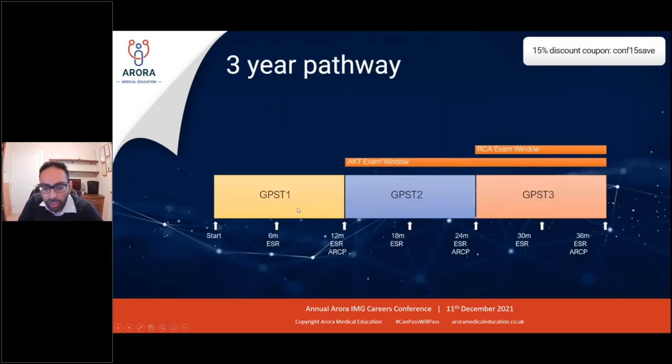So like we said, 3 years: GPST1, GPST2, GPST3. Every 6 months, you have a review with your educational supervisor. You have one supervisor for 3 years. They review, so the hours are a little bit out of sync here.